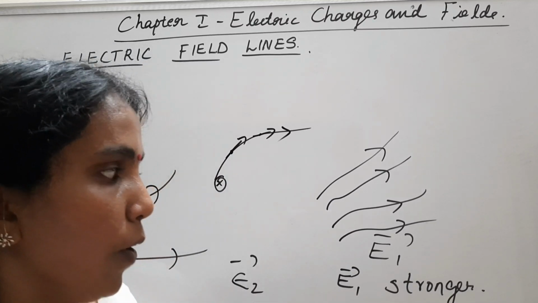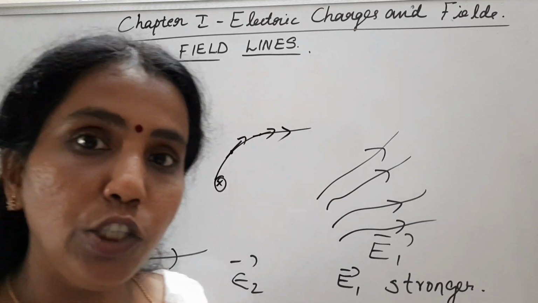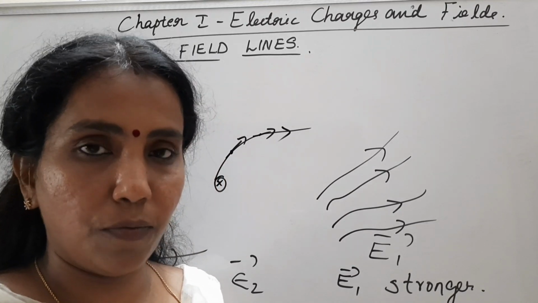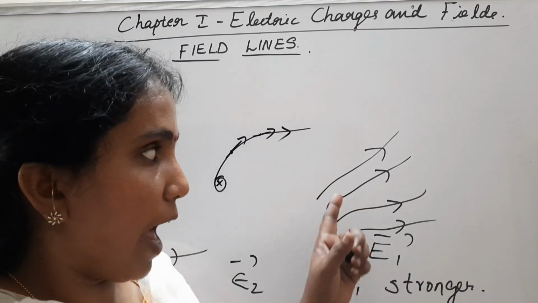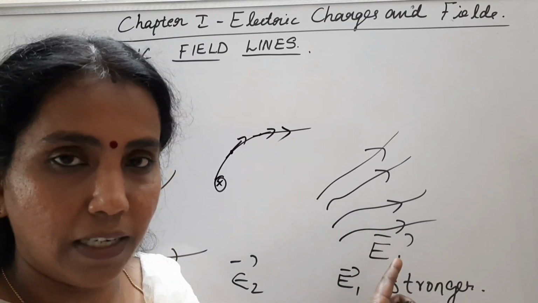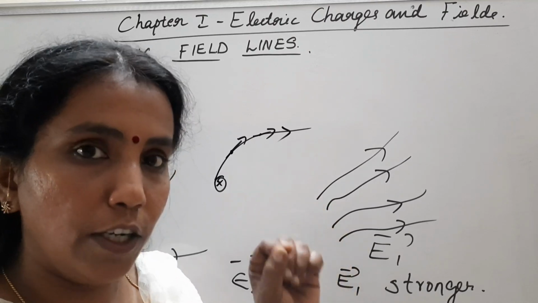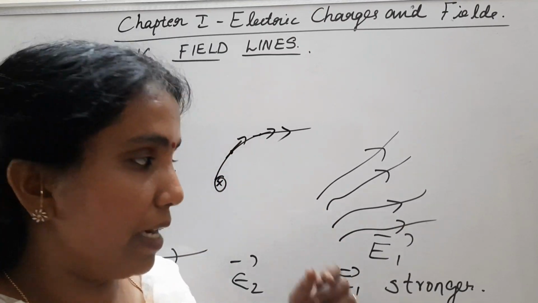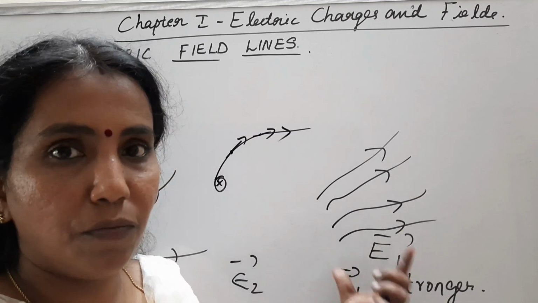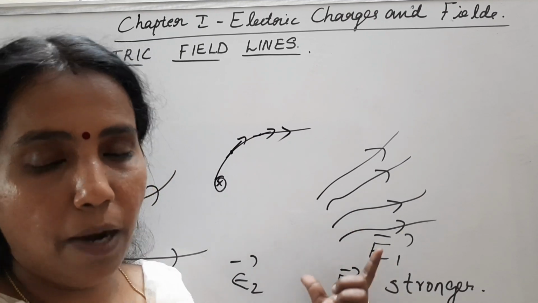So this is how we conclude about the magnitude and direction of electric field given by a set of electric field lines. The arrow mark shows the direction of electric field. At any point you can draw the tangent. That tangent will give you the direction of electric field, and the magnitude, the strength, we conclude or compare in this way.